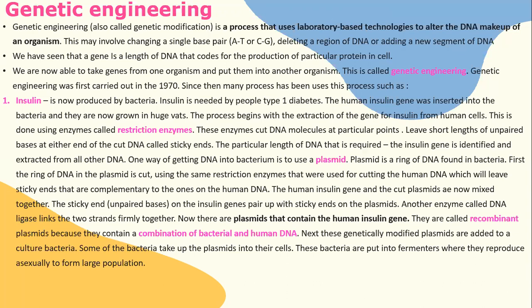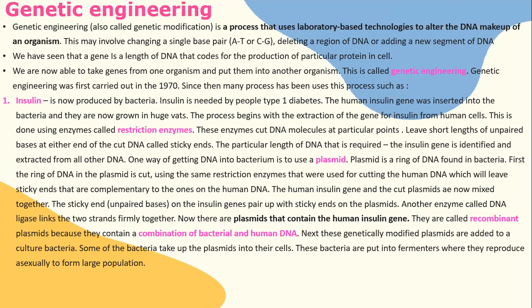We have seen that a gene is a length of DNA that codes for the production of a particular protein in a cell. We are now able to take genes from one organism and put them into another organism. This is called genetic engineering. Genetic engineering was first carried out in 1970. Since then, many products have been made using this process, such as insulin. Insulin is now produced by bacteria.